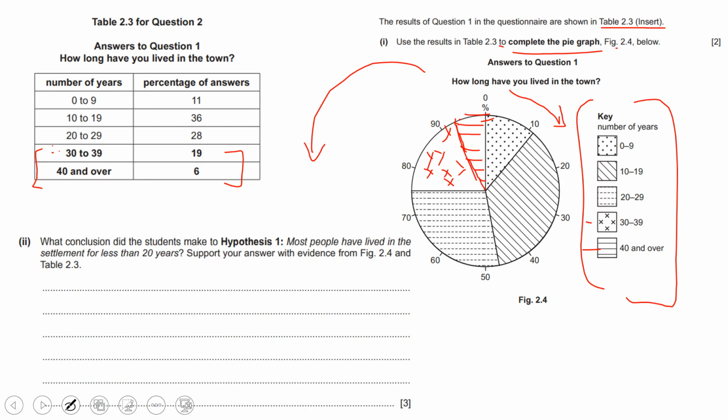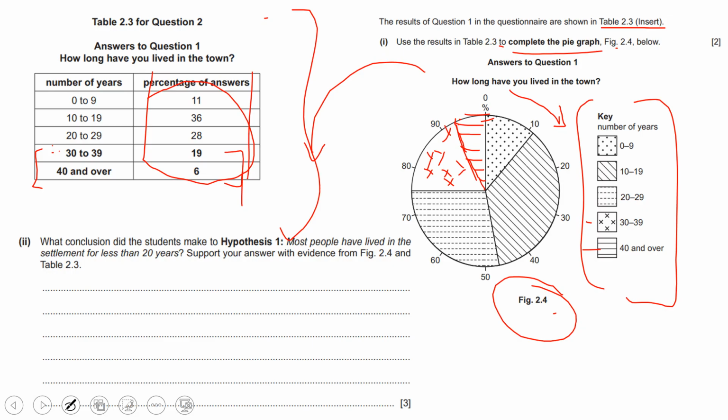Most people lived in the settlement for less than 20 years. Support your answer with evidence from figure 2.4 and table 2.1. So usually figure 2.4 is gotten from table 2.3, sorry. So in that case, I don't need to stress myself looking at 2.4, because I would have to extract the data. But like here, the data is given to me, so I can just use the values here to get my answer quickly.